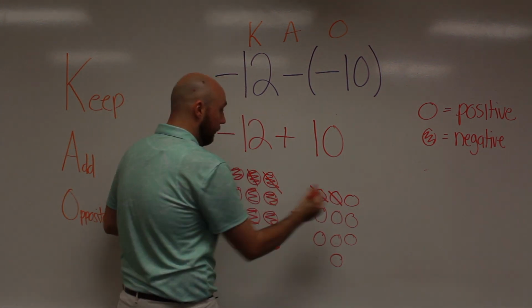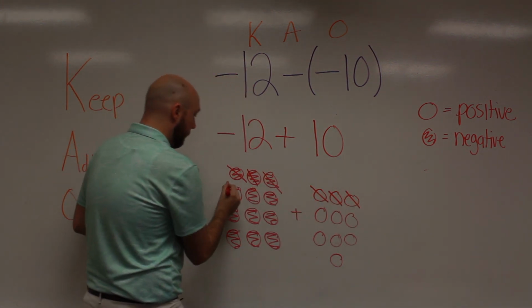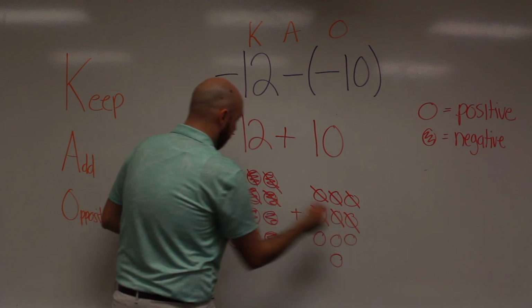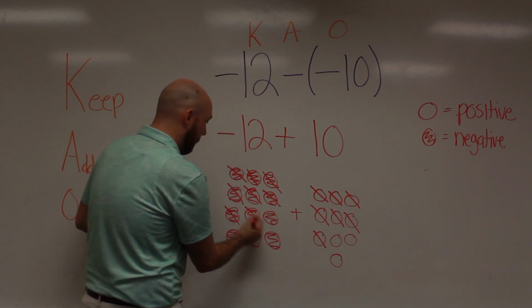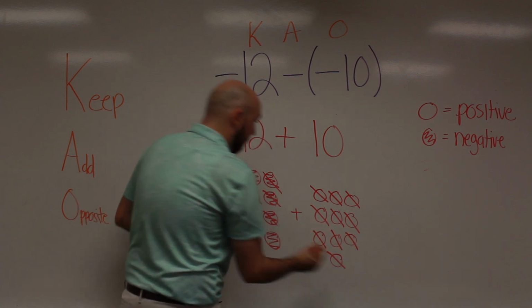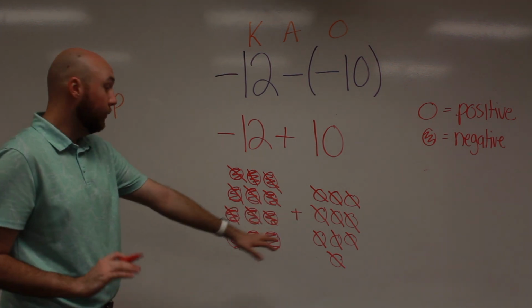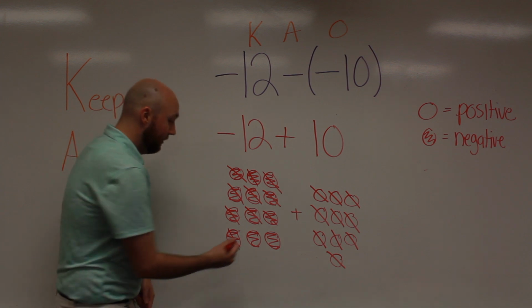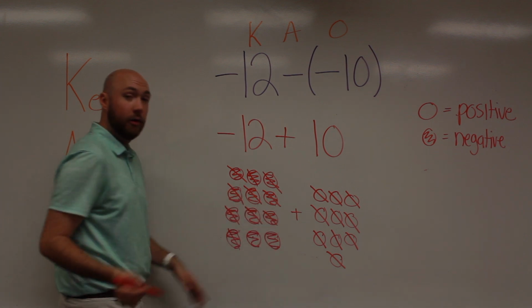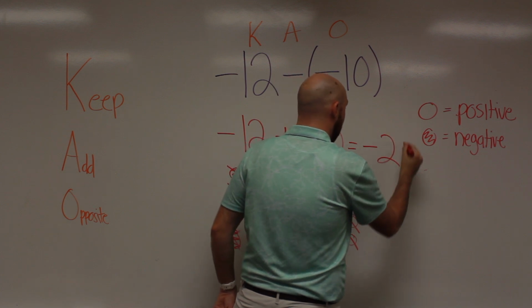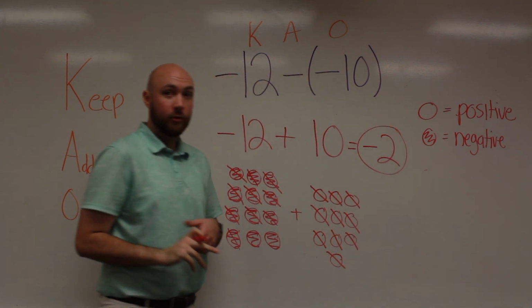Let's keep doing it. 2, 3, 4, 5, 6, 7, 8, 9, 10. Now we have no more positives left. We only got these colored in circles, only got our negatives. So we count them. We got 1, 2. They're colored in, which means they're negatives. So our answer is now negative 2.